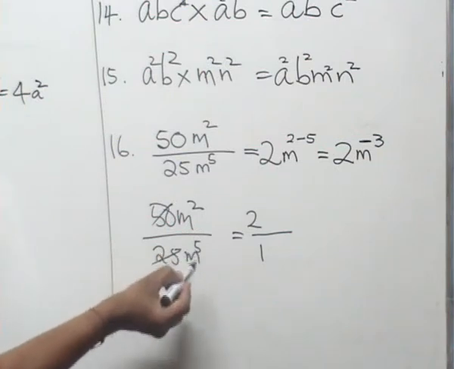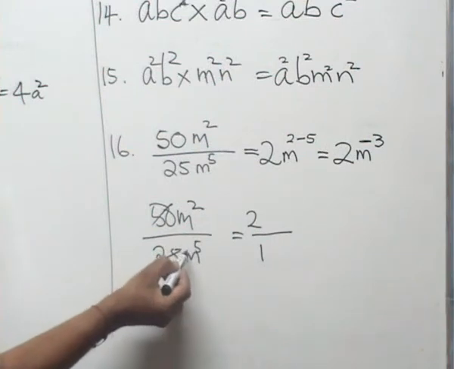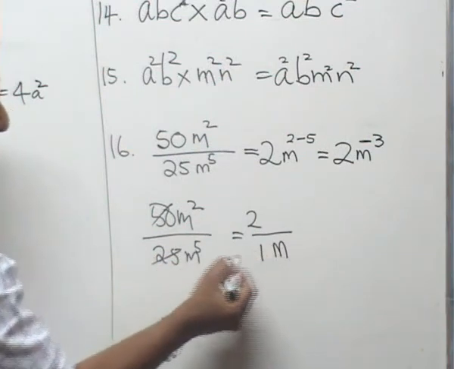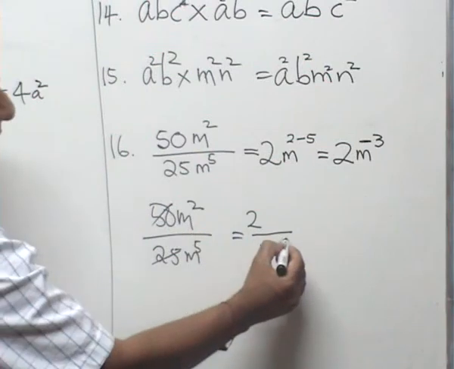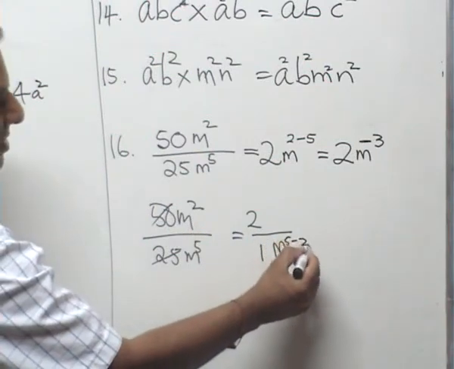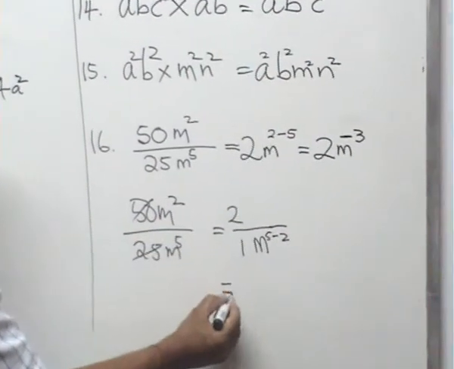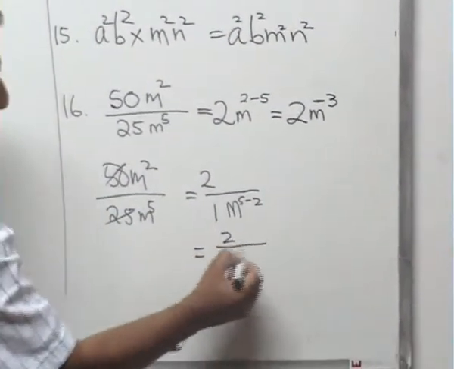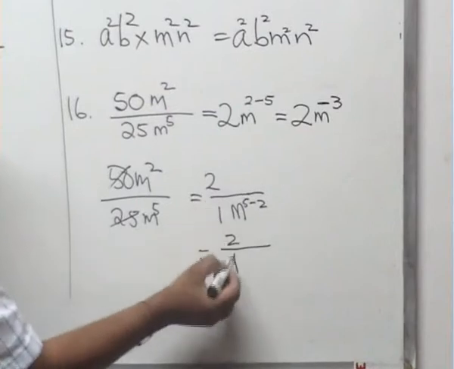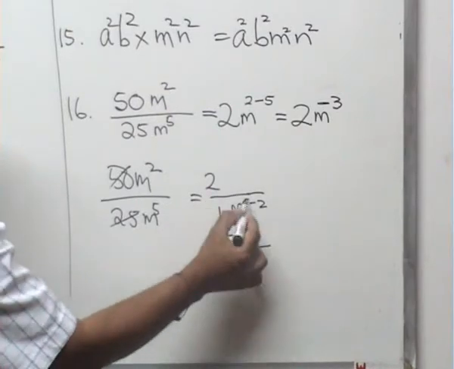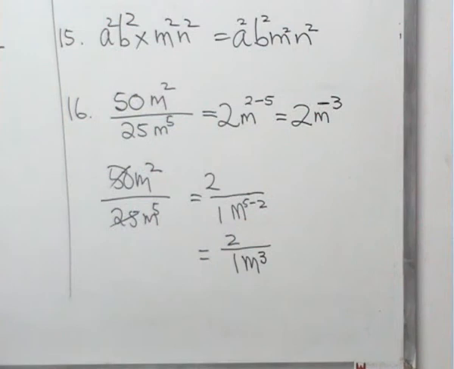Therefore, you will subtract where the index is bigger. So I'll do the subtraction down here in the denominator. So it will be 5 minus 2. This 5 minus that 2 there. So the final answer will be 2 over 1. That's 2 over 1. There's your m. 5 minus 2 gives you 3.